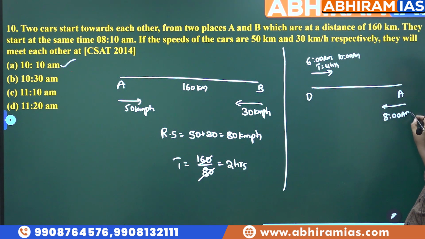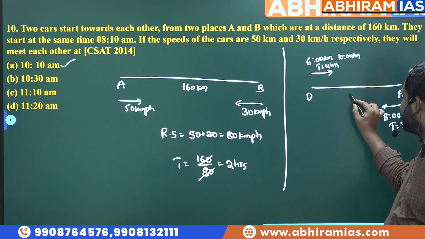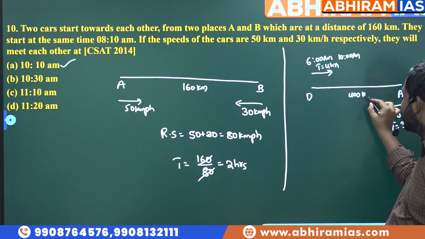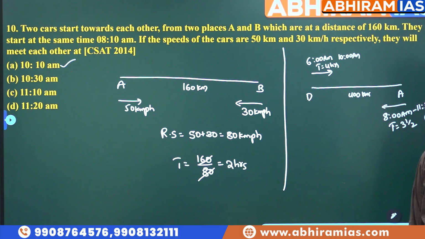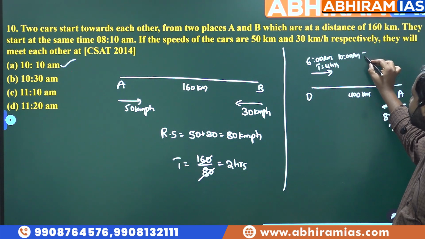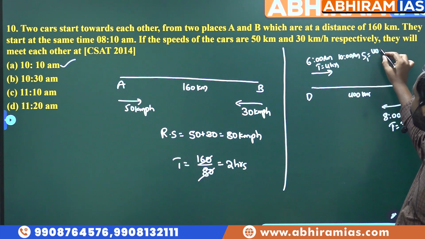and it is reaching Delhi at 11:30 a.m. What is the time taken by it? 3.5 hours. Now, what is the distance between Delhi and Amritsar? 400 kilometers. Now, tell me what is the speed of this first train? 400 by 4, right?